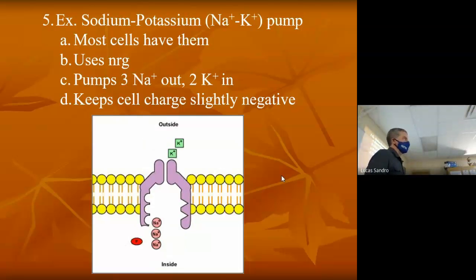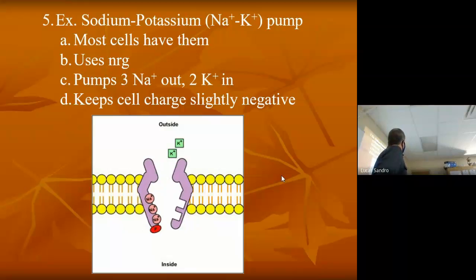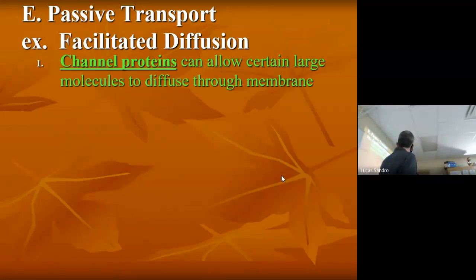Really 3, I guess, if you include endo and exocytosis. The alternative, if you want to get something big into or out of a cell, if you don't want to spend energy, we have what's called facilitated diffusion, a type of passive transport. This is where those transport proteins you remember from the beginning of the chapter, specifically channel proteins, which was the picture we showed you.